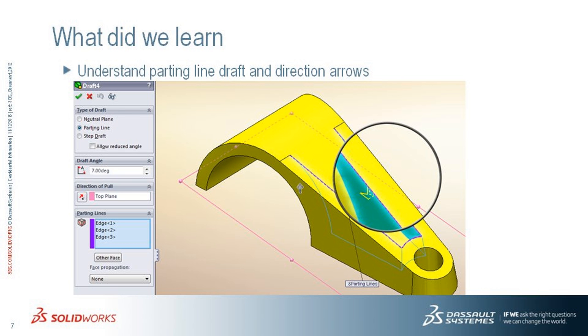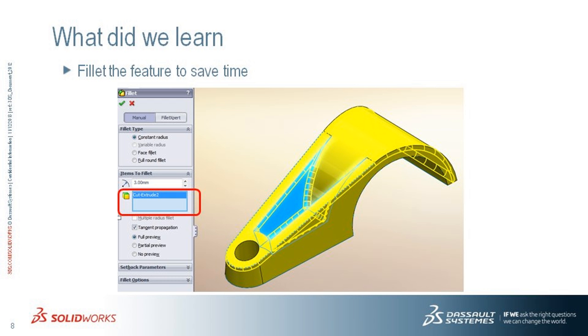Understand parting line draft. We don't do it a lot, but it is one of those things. I think draft is one of the basic commands of SolidWorks, like the fillets, the chamfers, patterning and mirroring. Just understand the tools that are available there. And then fillet features. Fillet features saves time.